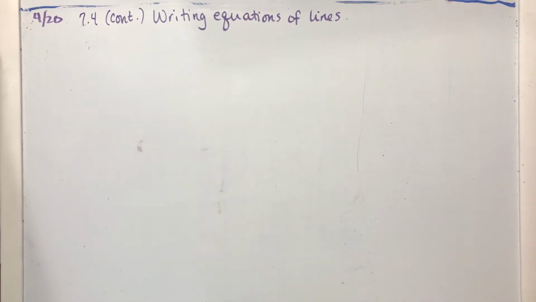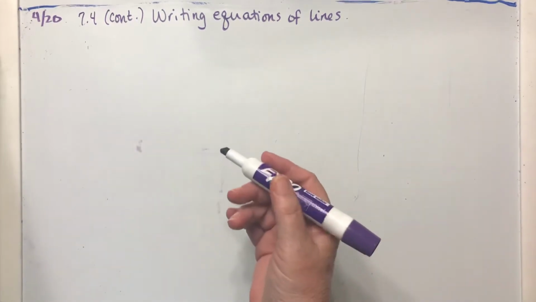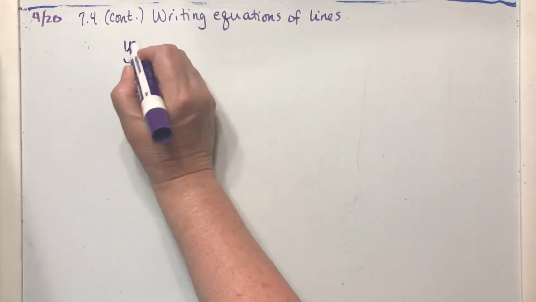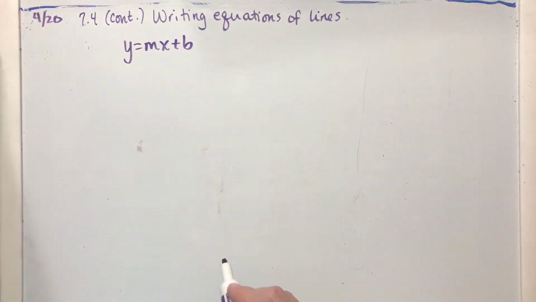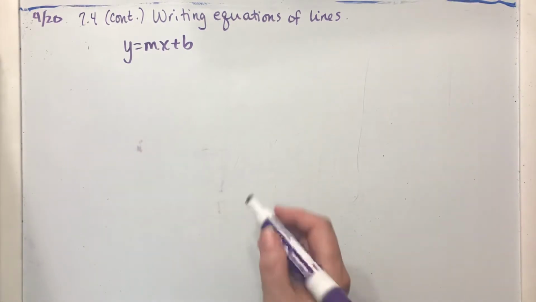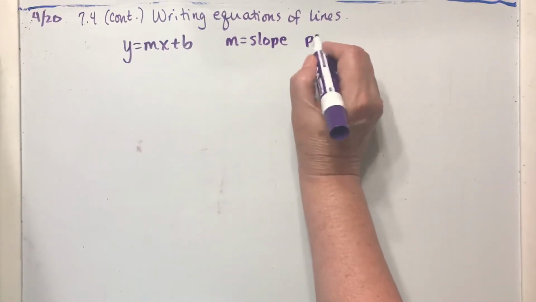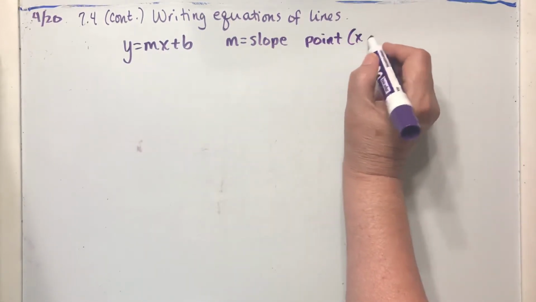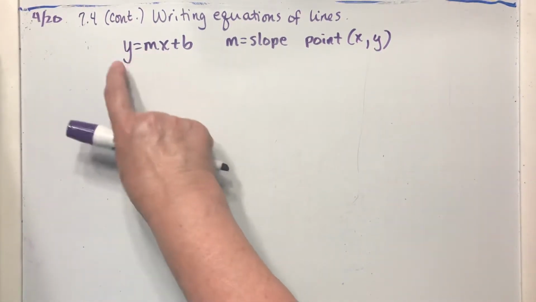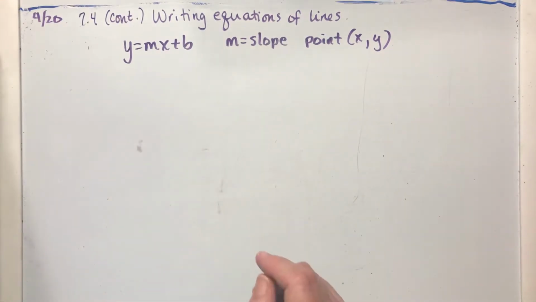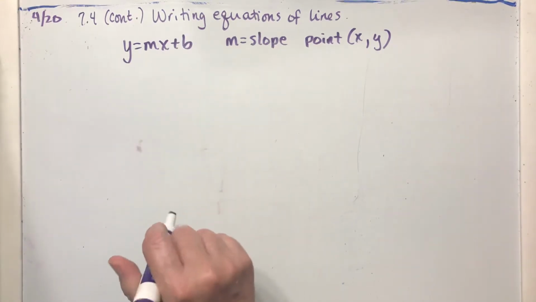Today's pretty short lesson is writing equations of lines, and this is going to take a few days, so we're going to do each type. For all of these, we're going to be using a very familiar formula, y equals mx plus b. For today, we're going to be writing equations of lines where we're given the slope, which is m, and a point on the line. Of course, points on a line are always x and y. So we're going to be given the x and the y and the m, and from that we're going to be able to write the equation of a line. By the way, that's called the slope-intercept form of the equation of a line.